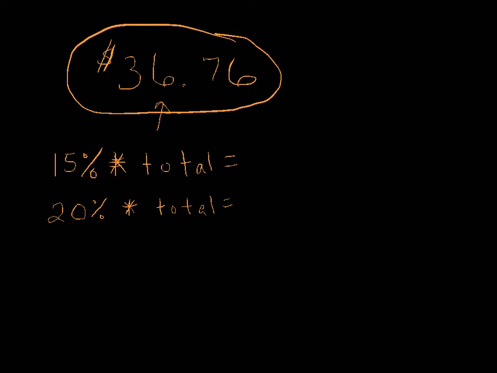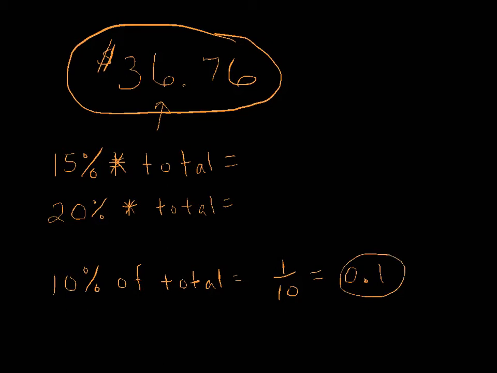The first thing I want to do is solve 10% of the total. Once I find 10% of the total, I will be ready to figure out the rest. And just so we're clear, 10% is the same thing as 1/10 or 0.1. Now, earlier we talked about how to multiply times 0.1 or 1/10. These are all the same thing.